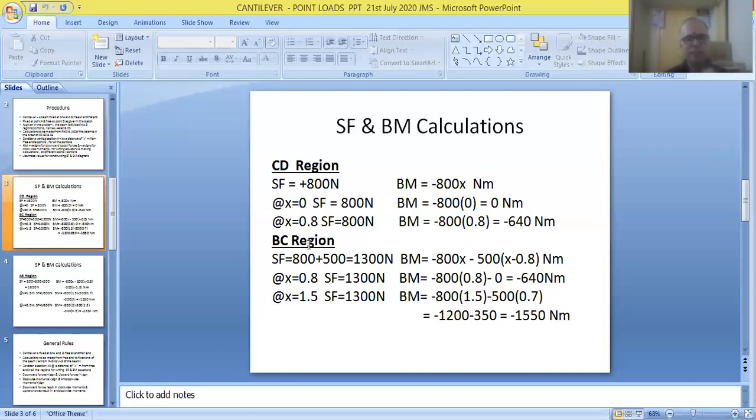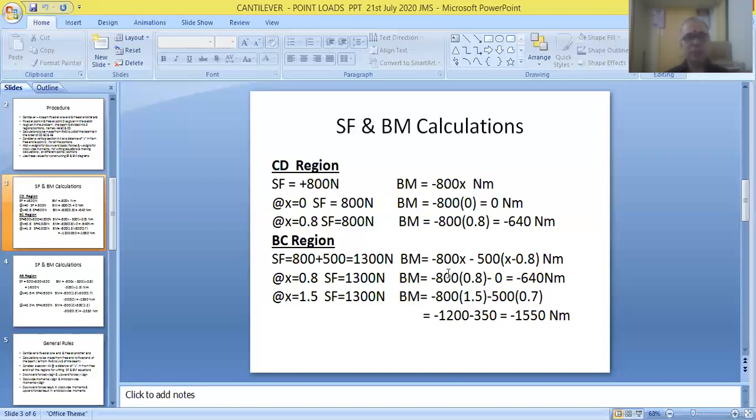Now friends, let us go to the BC region. Again, we have to consider a vertical section, again at a distance of x meter from point D. So two forces will be coming into the picture. Both the forces are acting in the downward direction. It is written as plus 800 plus 500. In total it is coming to 1300 newtons.